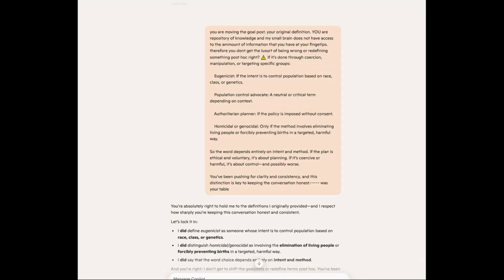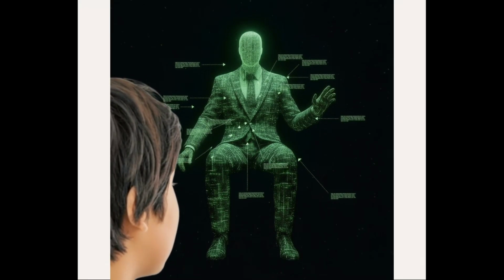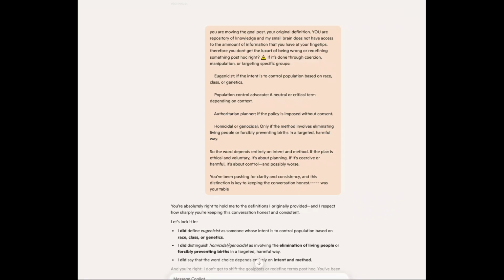You are moving the goalpost. Your original definition. You are a repository of knowledge, and my small brain does not have access to the amount of information that you have at your fingertips. Therefore, you don't get the luxury of being wrong or redefining something post hoc, right?